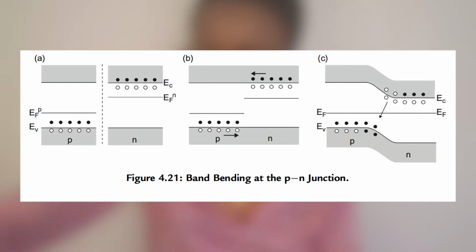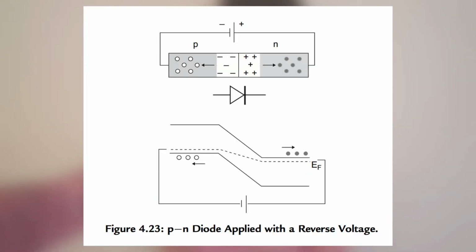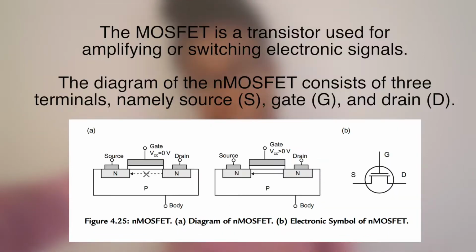In these semiconductors, more electrons tend to travel from the n region to the p region than the other way around, and more holes tend to travel from the p region to the n region than the other way around. This local change in energy is called band bending. An example of the junction between p-type and n-type is called a p-n diode, which is constructed based on the p-n junction and allows current to flow in one direction.